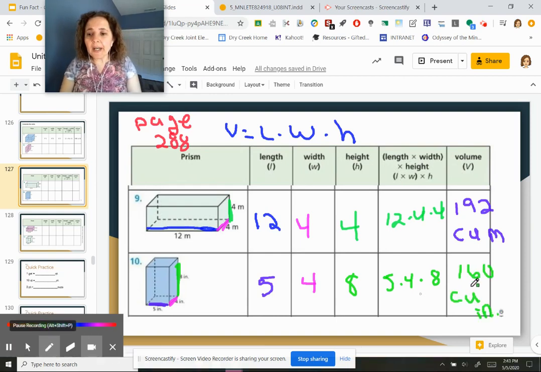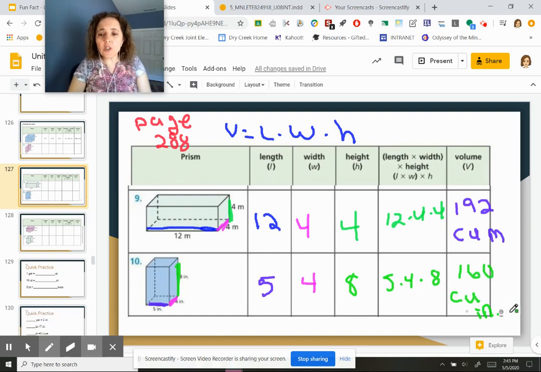Okay, if you got 160 cubic inches, you would be correct. So 5 times 4 is 20, 20 times 8, 2 times 8 is 16, is 160. And remember, cubic inches, because that's how many cubes would fit in here. 160 cubes would fill up this prism, okay?